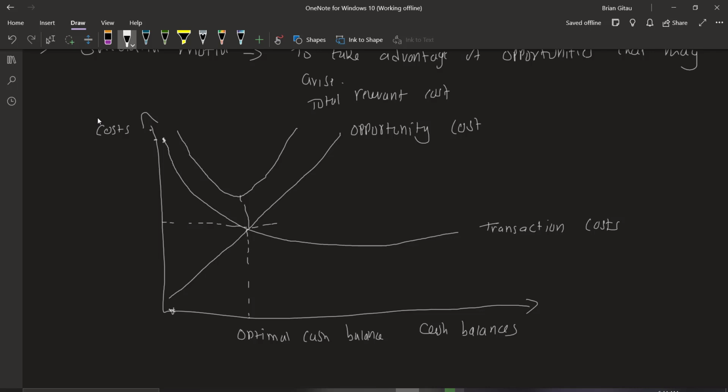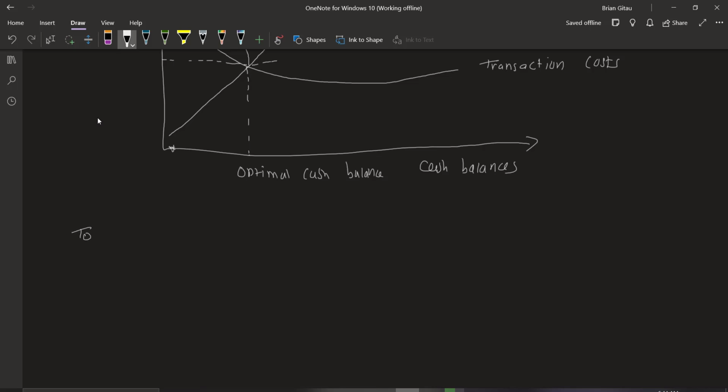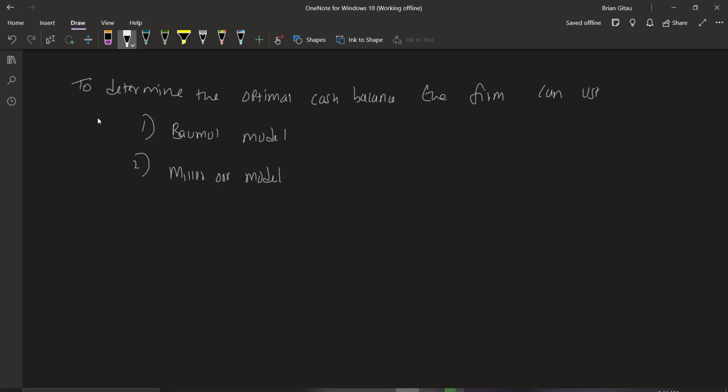So to determine the optimal cash balance, the firm can use either of these two models. The first one is known as Baumol's model. And number 2, we have the Miller-Orr model. So we start with the first one, Baumol's model.